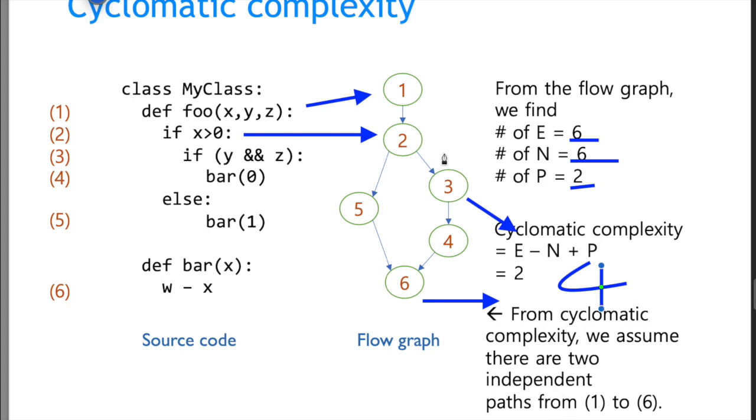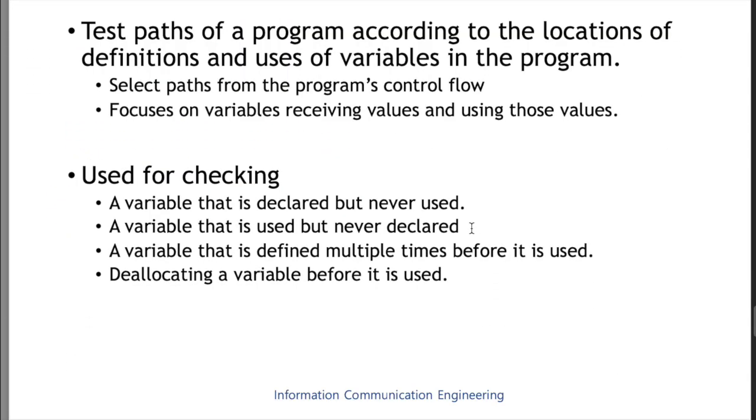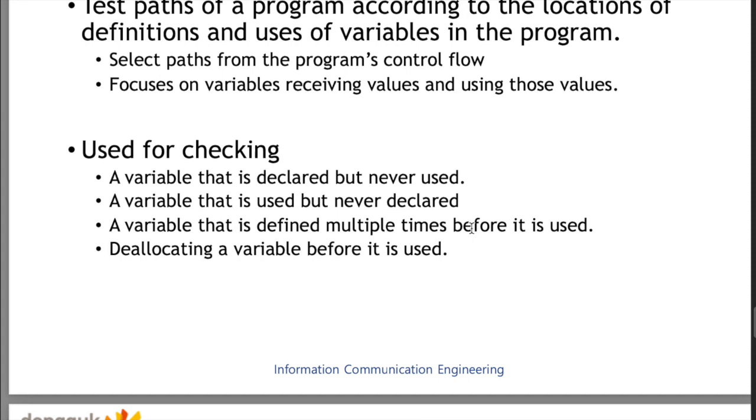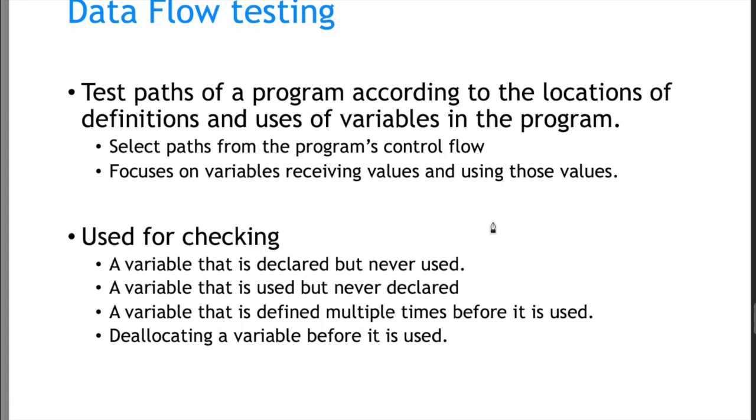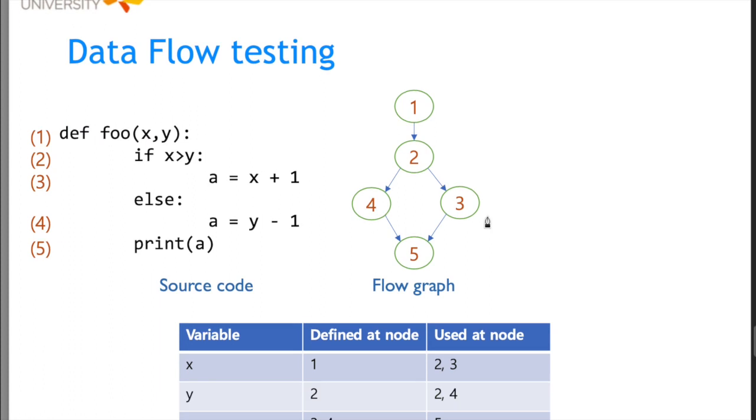We make 4 samples, and these samples should cover all the statements here. Another test sample creation method is data flow testing. Here is an example. Likewise, from the previous example, you have source code, and from this source code you can make a flow graph like here. The thing is, there are 2 variables, x and y.